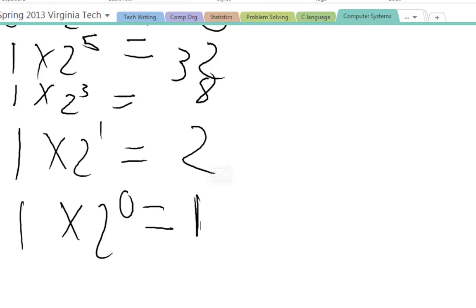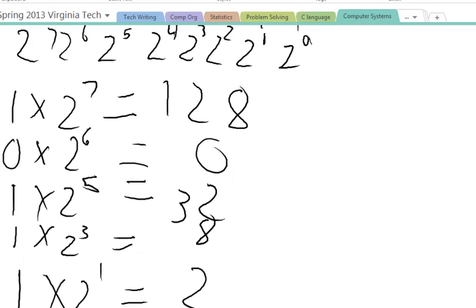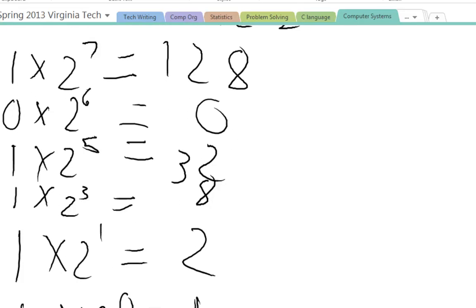So now that I've got all these numbers from my binary definition, all I need to do is add them here. So I've got 128 plus 32. You don't need to include the zeros, obviously. Plus 2 plus 1.